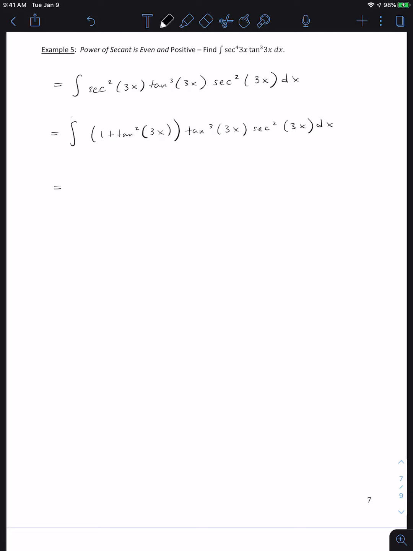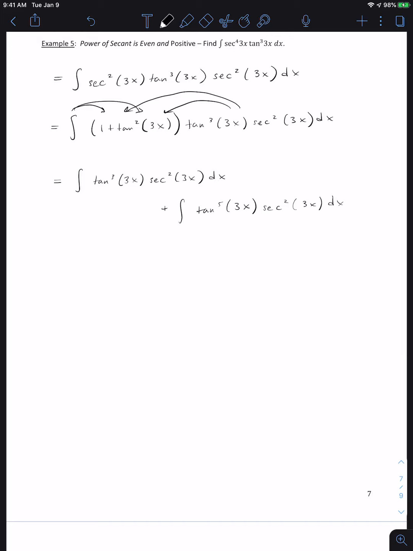So again, in this step, I'm going to distribute the integral to both terms, and I'm going to distribute all of that to both terms, right? The tangent cubed and the secant squared. So I end up getting the integral of tangent cubed of 3x secant squared of 3x dx plus the integral of tangent to the fifth of 3x and then secant squared of 3x dx.